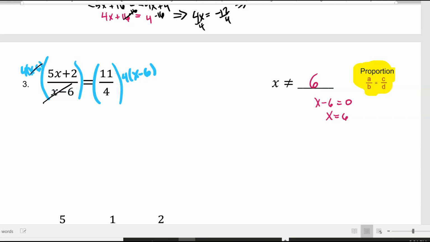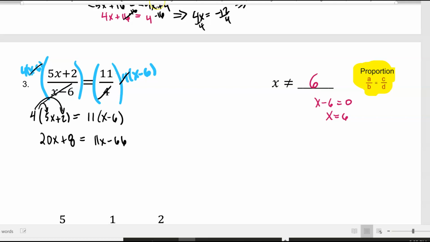All right, let's start canceling. Our x minus 6 is canceled. We have a 4 left over and a 5x plus 2 on the left side. And on the right side, our 4 is canceled. We're left with that 11 times x minus 6. And then we distribute, of course. Then we subtract 11x to get our 9x plus 8 equals negative 66. What do we do now?